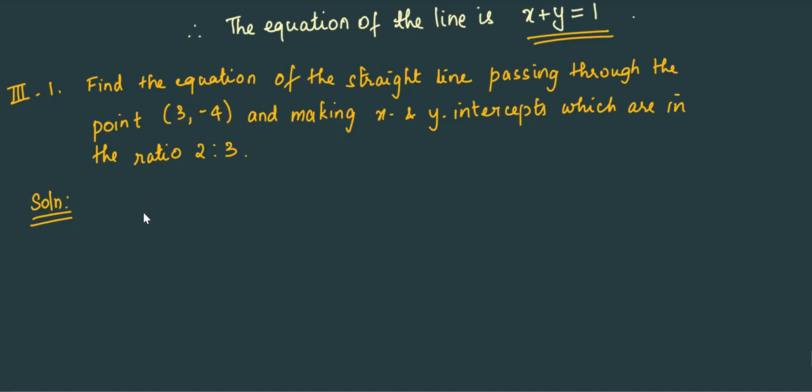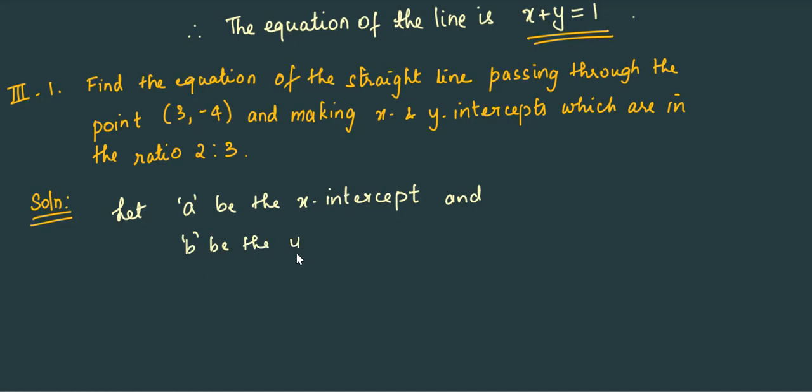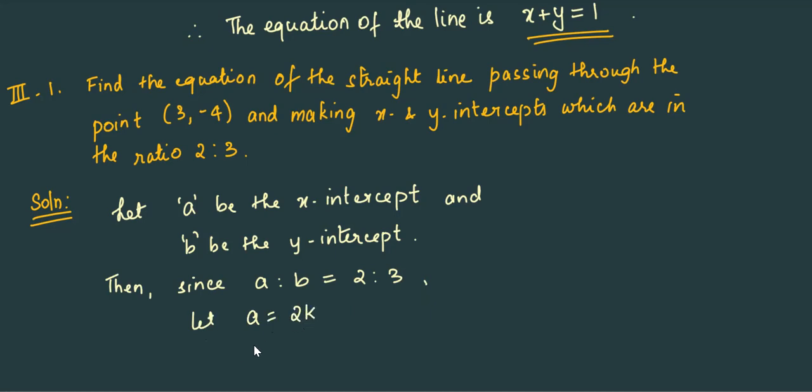So how to do this problem? Let A be the x-intercept and B be the y-intercept. Then, since A is to B is equal to 2:3, let A be 2k and B be 3k.